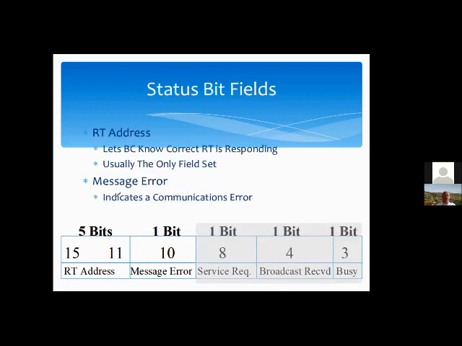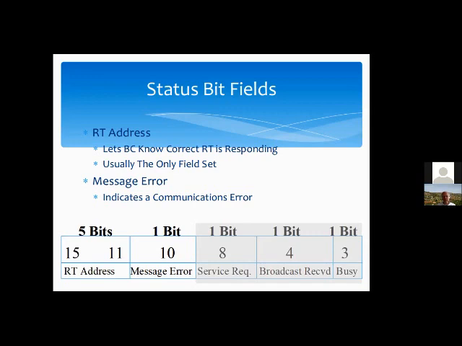So the first field is the RT address field, and the RT address field is a copy of the RT address field in the command word. And this is the RT's way of letting the bus controller know that he got the command okay. Now, potentially, there is always the possibility of errors on a bus. There might be noise.